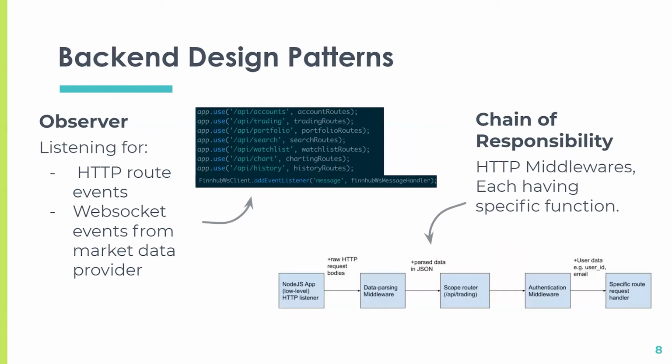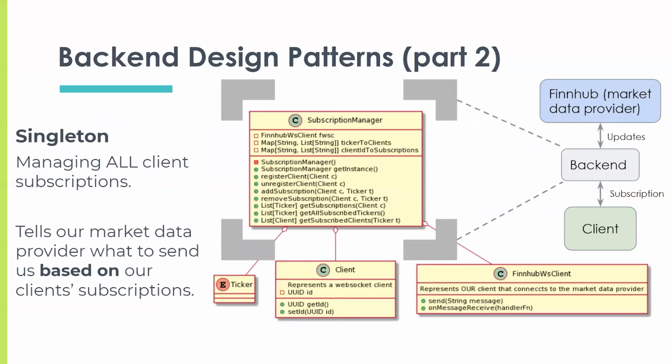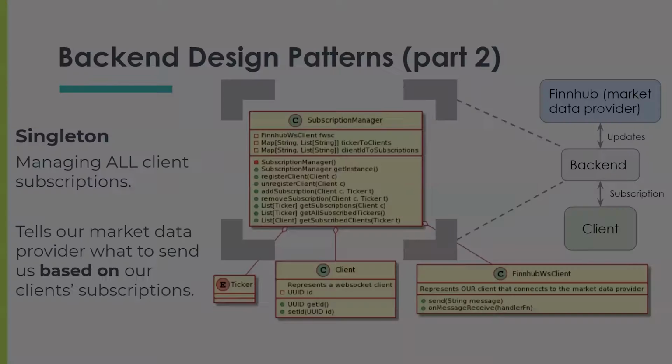Now I'm going to talk about some design patterns that we used in our backend. The observer pattern was used to handle HTTP calls and the WebSocket events, and the chain of responsibility pattern was also used for middlewares, where each one was responsible for a specific thing in the request chain. Now, this is the third one, which is the singleton. It's a new one that we created, and it manages all client stock update subscriptions and interacts with the market data provider. We can only have one instance of this, hence the use of the singleton.